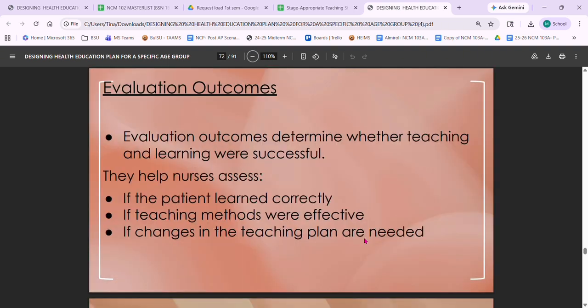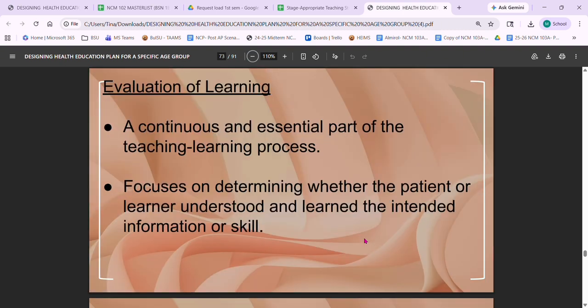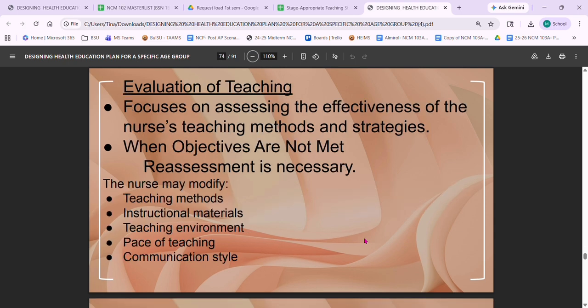Okay? Now, what is evaluation outcome? So, it determines whether the teaching and learning were successful. So, tayo, as nurses, we assess if the patient learned correctly, kaya tayo nag-evaluate, methods are effective, if change in the teaching plans are needed. So, ano yung ina-evaluate natin? Learning, continuous and essential part of the teaching learning process. So, focus on determining whether the patient or learner understood and learned the intended information or skill. Pag evaluation of teaching, ang focus is assessing yung effectiveness ng nurses' teaching method and strategies.